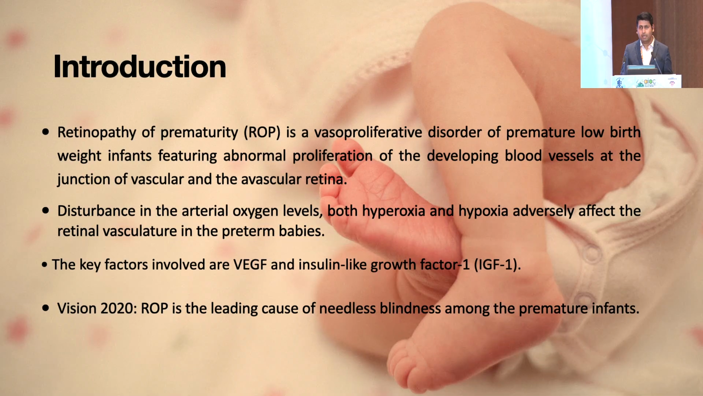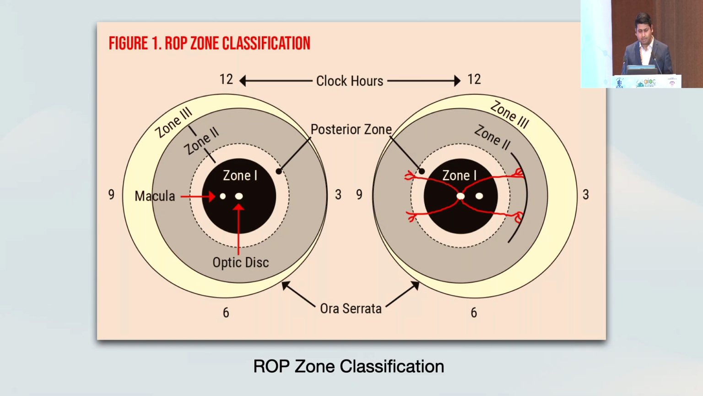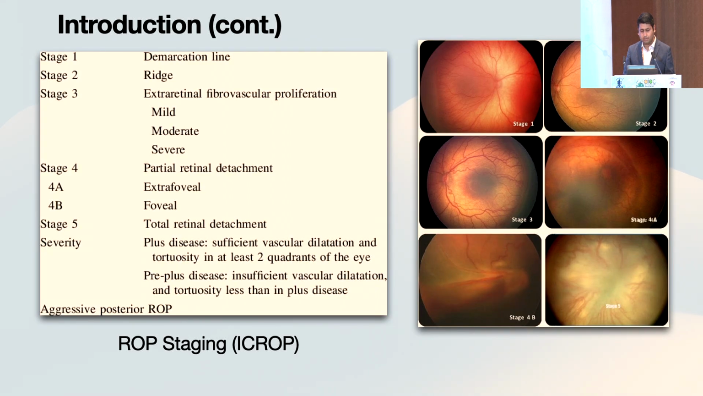ROP is a vasoproliferative disorder of premature low birth weight infants featuring abnormal proliferation of developing blood vessels at the junction of vascular and avascular retina, with key factors involved being VEGF and insulin-like growth factor type 1. According to ICROP, these are the ROP zone classification, and these are the stages of ROP.